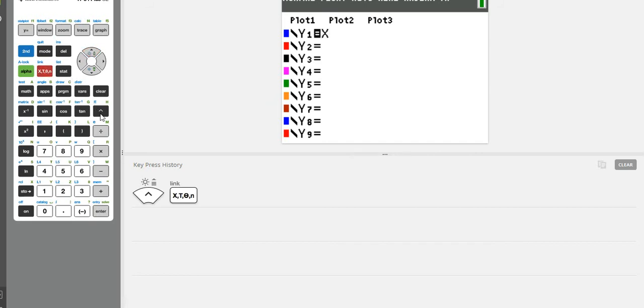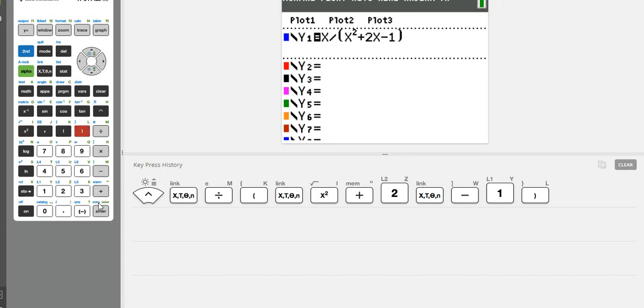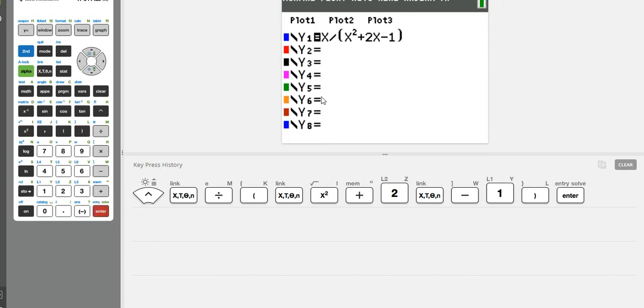X divided by parentheses x squared plus 2x minus 1. So there's my function. You have to put parentheses around the entire denominator. If you don't, there's no telling what you're going to get from the graphing calculator, but it won't be what you want.